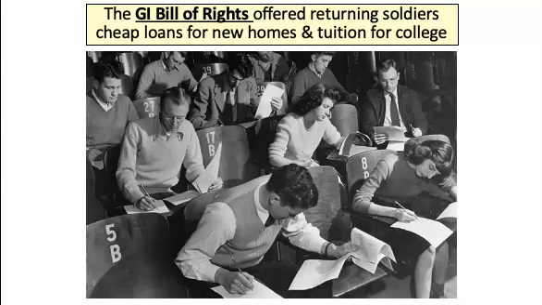The GI Bill of Rights helped the movement to the suburbs in 2 ways. Number one, it offered cheap loans for new homes. And so returning soldiers could afford to take out a loan for a home in the suburbs very cheaply. But in addition to this, it also helped with money for college. And so many returning GIs, some of whom had not even graduated high school, could now go on to college.